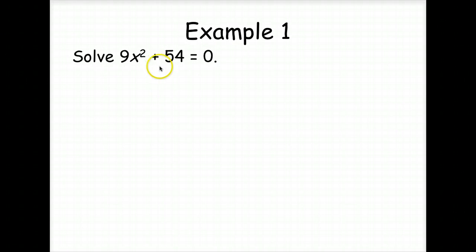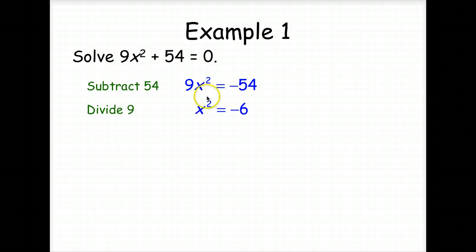By the same token, we are going to subtract 54 from both sides. Divide both sides by 9. Then we get a little problem. We've got plus or minus the square root of a negative 6. That would not be a real number. We're going to have an imaginary number here.